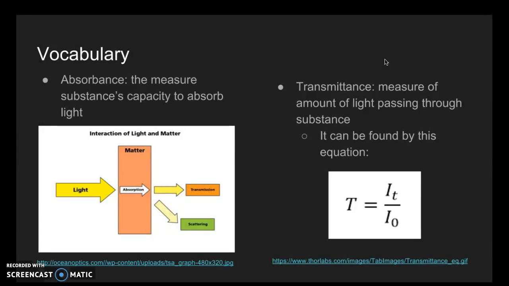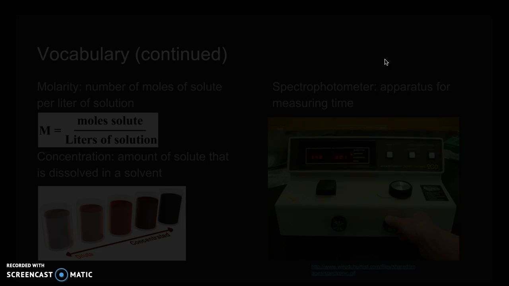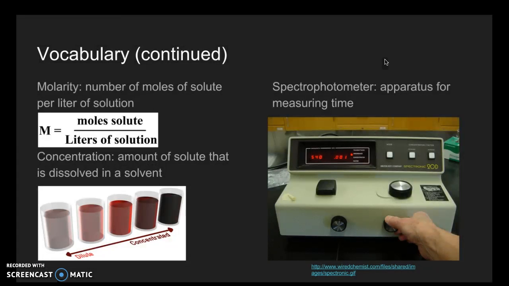Before we explain the procedures to this lab, there are a few vocabulary words that played a key role in this lab. Absorbance, the measured substance's capacity to absorb light. Transmittance, measure of amount of light passing through the substance. It can be found by this equation. Molarity, number of moles of solute per liter of solution. Concentration, amount of solute that is dissolved in a solvent. Spectrophotometer, apparatus for measuring time.